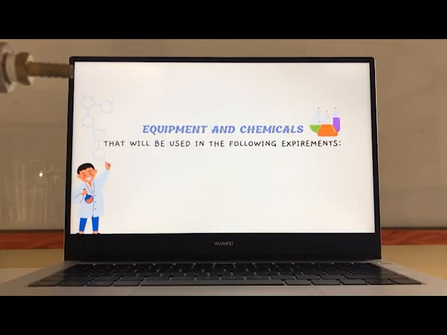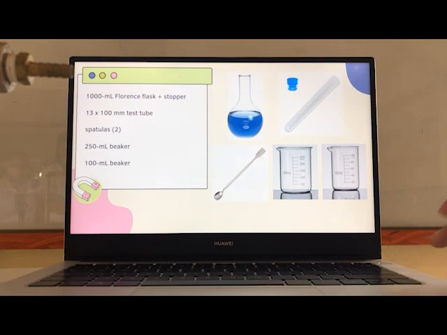So, sa atong experiment, ang mga equipments na ato ang gamiton is first, 1,000 ml volumetric flask plus stopper. Second is 13 times 100 millimeter test tube. Third is 2 spatulas and 250 ml beaker. And the last is 100 ml beaker.